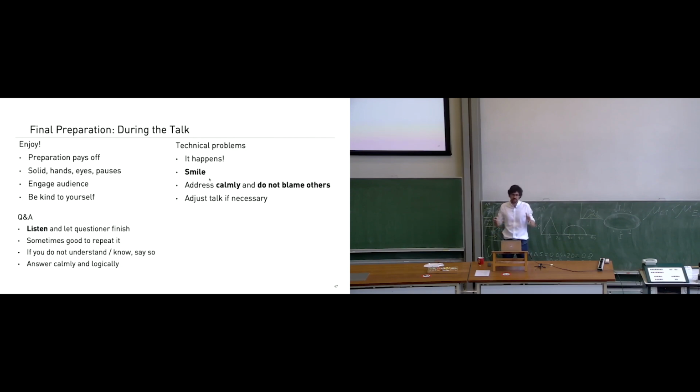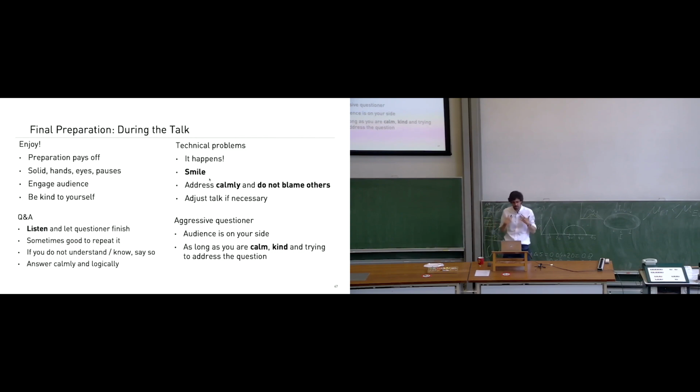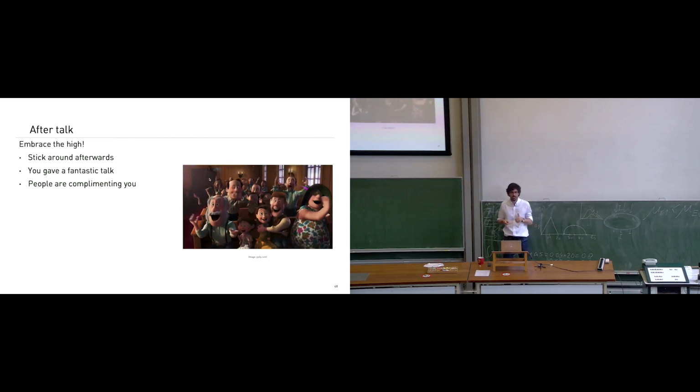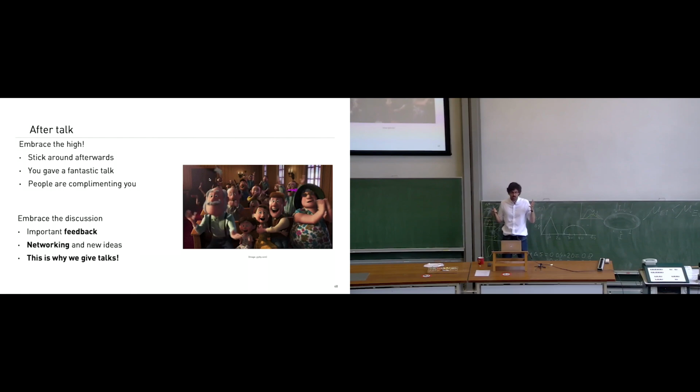Q&A, listen, let the questioner finish. You can repeat the question in case. If it goes too long, you can say, why don't we take it offline? If there's an aggressive questioner, we all had that. Always be calm and kind, and you can always say, let's address it offline, which is off stage, and the audience is on your side. Yeah? Any question? After the talk, embrace the high, enjoy, you gave an amazing talk, and get feedback and network.